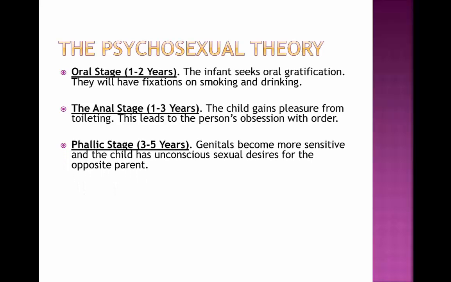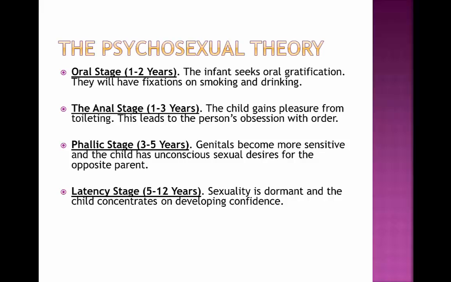The phallic stage states that genitals become more sensitive when the child is between 3 and 5 years. At this point, the child has unconscious sexual desires for the opposite parent and fears the parent of the same sex, which are going to then act as competition.